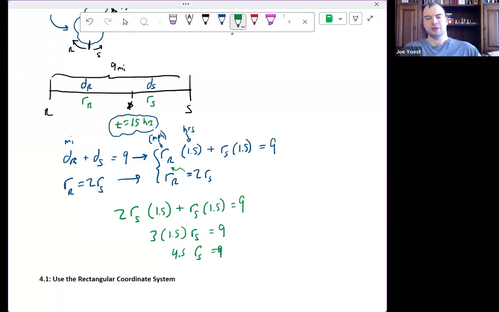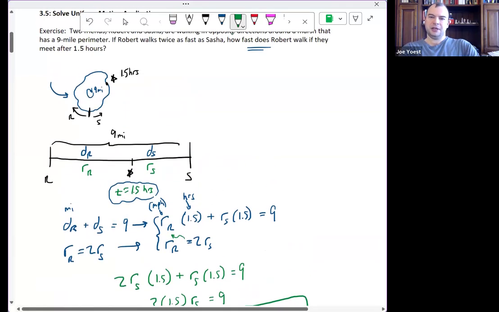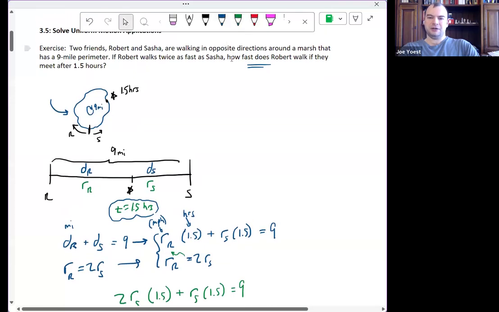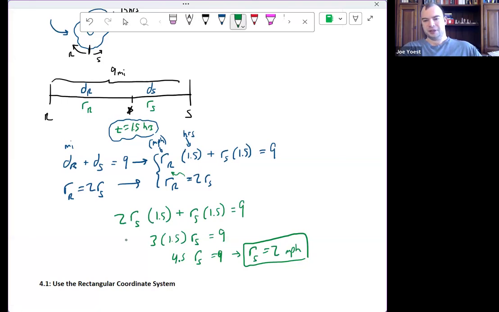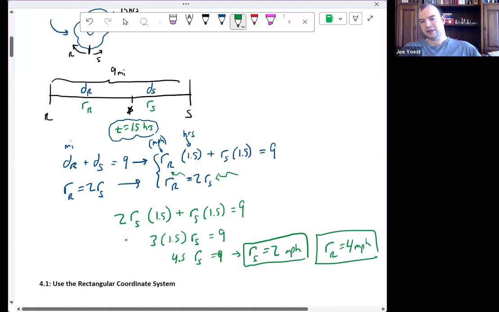rs equals 9. Or we see that rs is just 2 miles per hour. Now that gives us Sasha's rate. Our question is, how fast does Robert walk? What is Robert's rate? Well, Robert's rate is simply twice Sasha's rate. So the rate for Robert is twice Sasha's rate, or 4 miles per hour, and that is our answer.